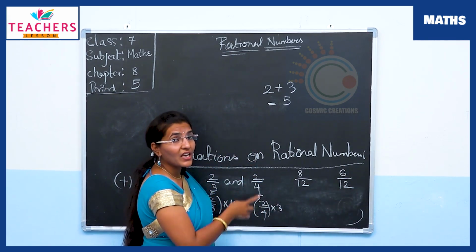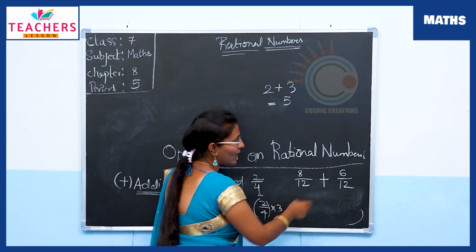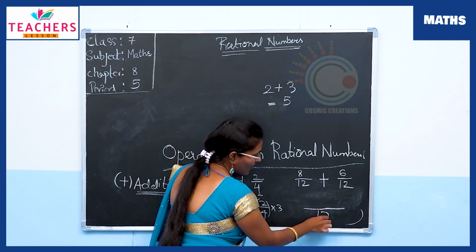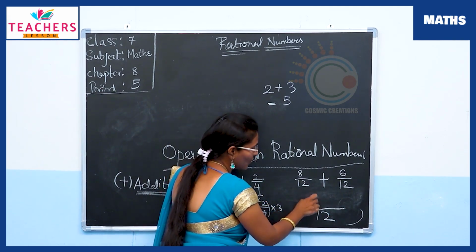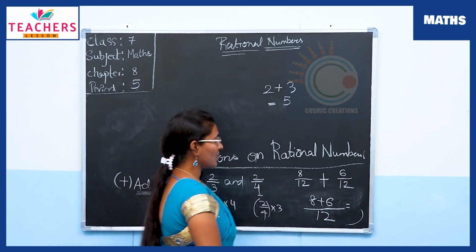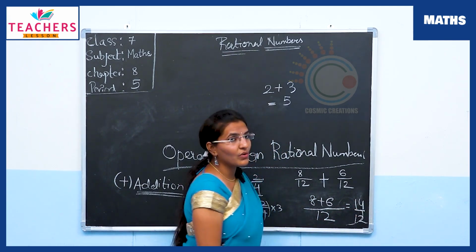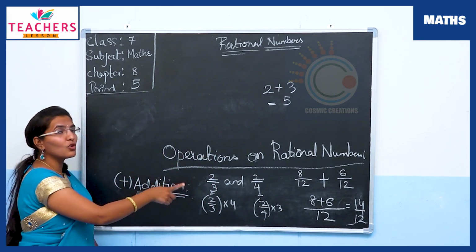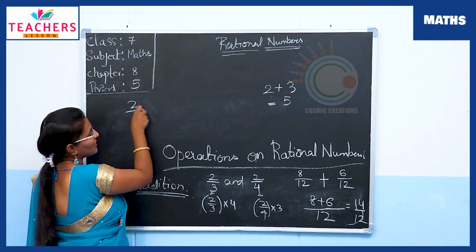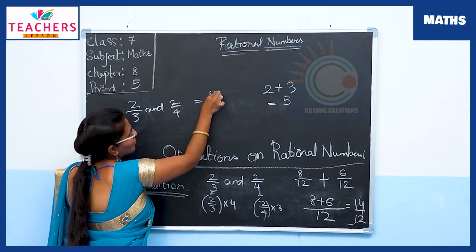Now both denominators are common. So 8 by 12 plus 6 by 12. Now you have to add. The common denominator is 12, and you directly add the numerators. 8 plus 6 is 14, so 14 by 12. So when you add 2 by 3 and 2 by 4, the answer is 14 by 12.